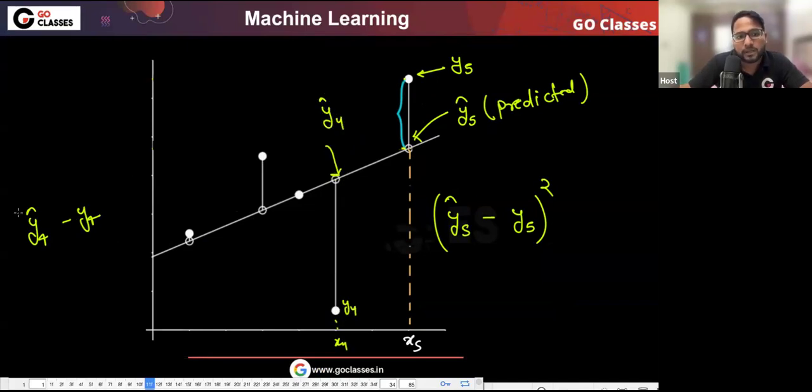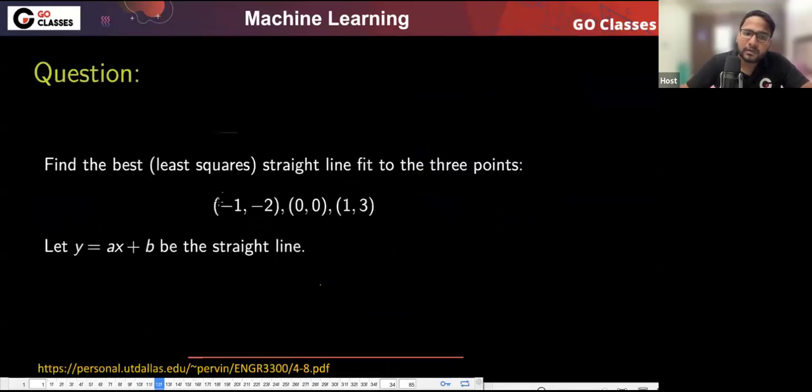Okay, then you will be finding the difference, right? So let's just see some question, and then you will get to understand this more. For example, if I just ask you, can you find the best straight line fit? It is, by the way, also called least squares. So can you find the best straight line fit for these 3 points? Suppose the line is ax plus b. Then what is the value of a and b? That's what they're asking.